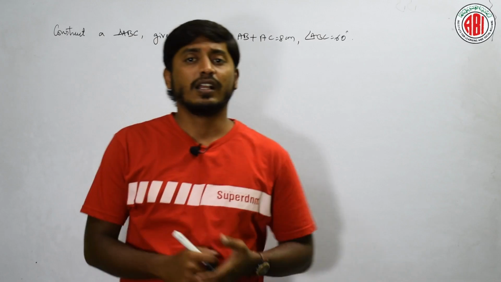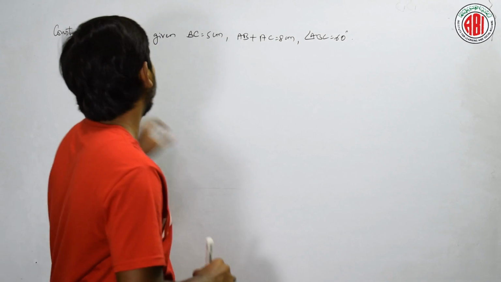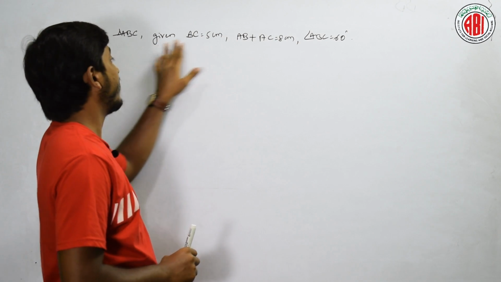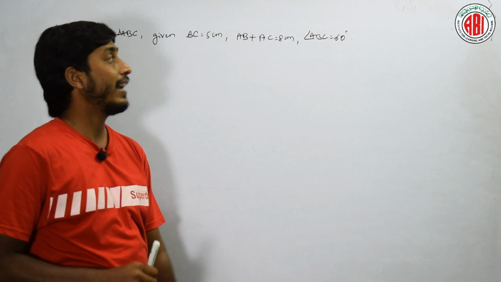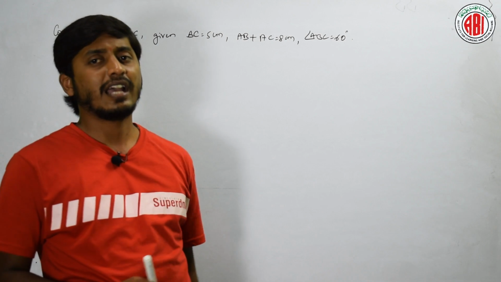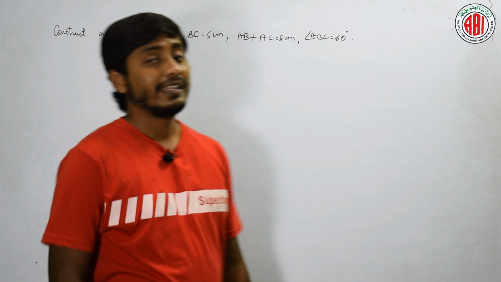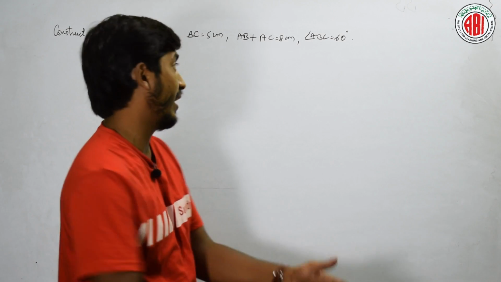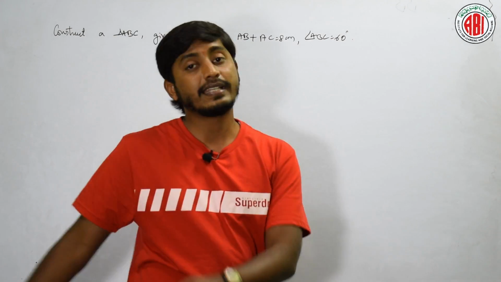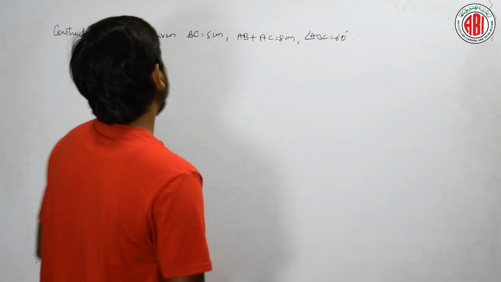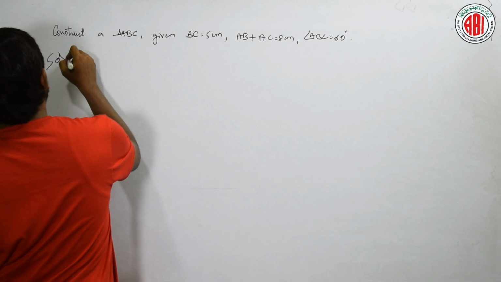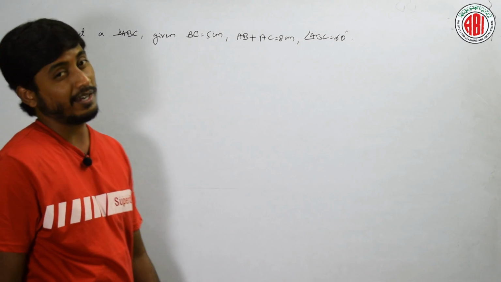Let us do. Look at the next question here. He gave: construct a triangle ABC given BC as 5 centimeters and AB plus AC as 8 centimeters and angle ABC as 60 degrees. Then how do we construct it? They did not give the sides, but they gave the sum of the two sides as 8 centimeters. How do we do? Tell me. Remember, this has a specific range of steps for how to construct.